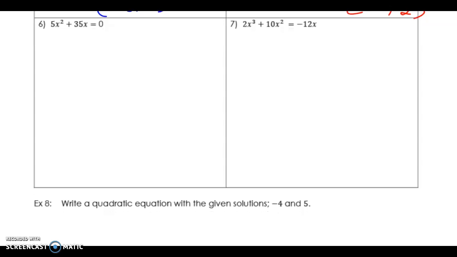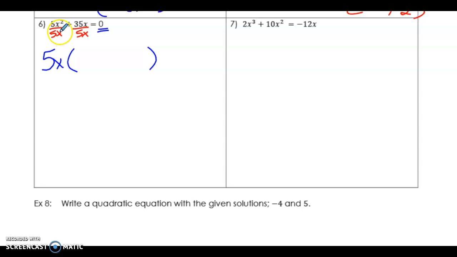Okay, 6 and 7. Number 6, before we ever even start factoring, we can take out the greatest common factor. It's already equal to 0, so that first step's kind of done for us already. But notice that I can take a 5x out of this. So if I take out a 5x, what are we left with? So in your head, kind of imagine like reverse distributive property. I want to divide each of these terms by 5x.